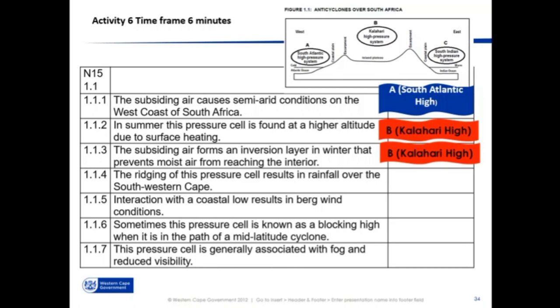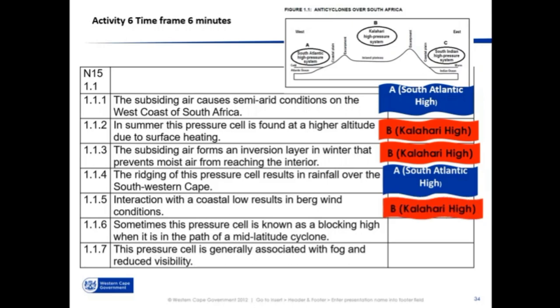In the summer, this pressure cell is found at a higher altitude, 1.12. Look at the word summer, we refer to the season, so then you need to know. The ridging of the pressure cell results in rainfall over the southwestern Cape. I think you should know the answer. South Atlantic high. Then the interaction with the coastal low results in bergwind conditions. Okay, ladies and gentlemen, we have to come to bergwind conditions, that question, but okay, there's the answer.